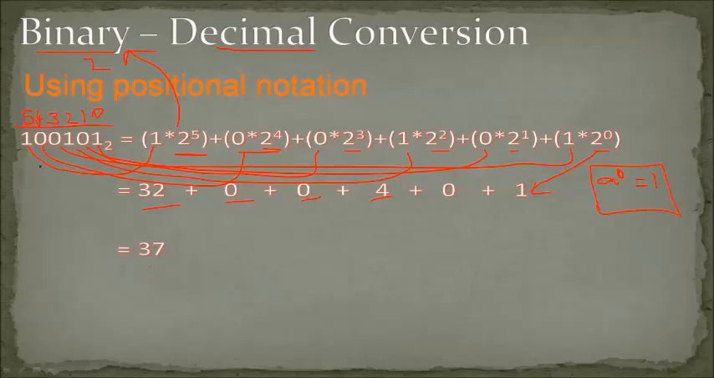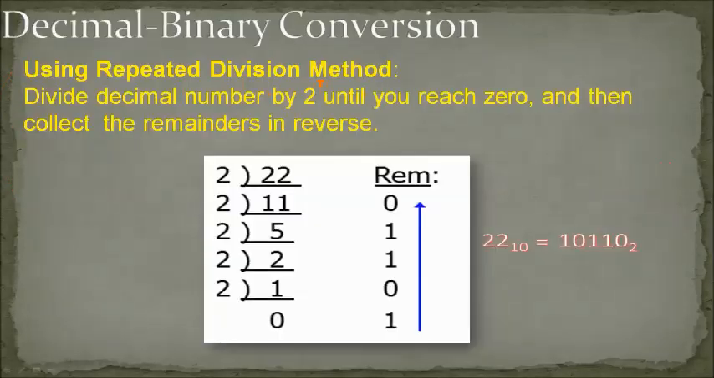When you are writing the answer, you have to write the same binary number, 1001101, and put a bracket like this and write 10. Why am I using 10? Because I'm converting to decimal. Hope it is clear. Let's move on to the next, decimal to binary conversion.